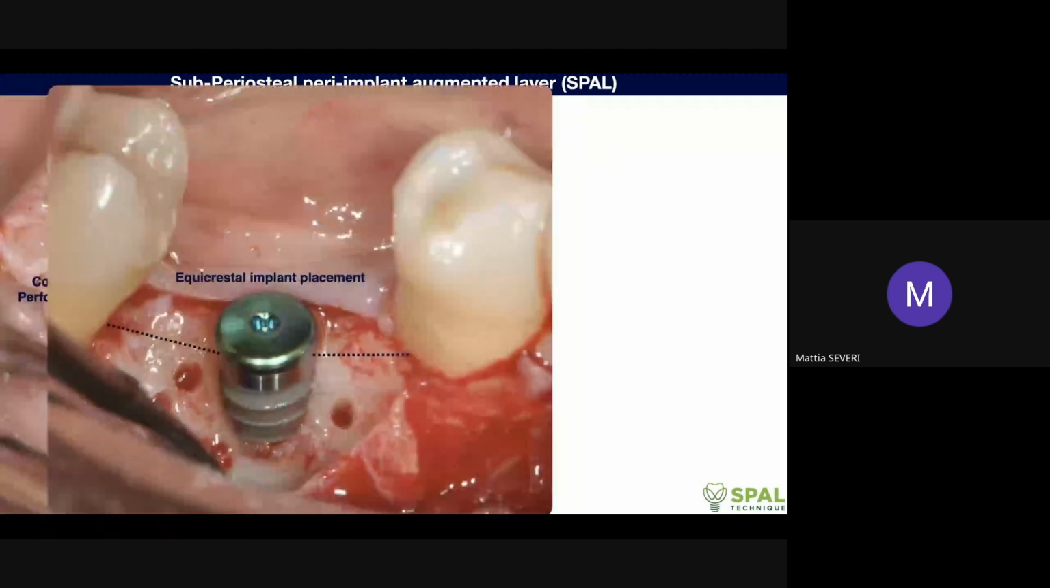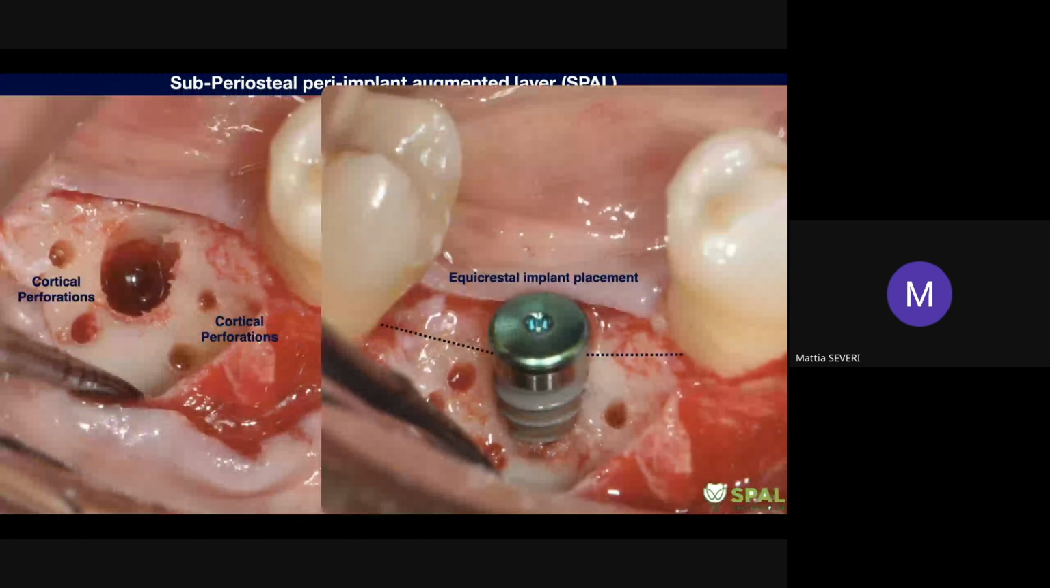And as I told you before, we use tissue level implants that have a 1 millimeter polished collar, but you have to have the trick of placing the most coronal part of the polished collar at the equicrestal level in order to facilitate the primary intention closure, in order to have the rough surface of the implant completely contained in the periosteal pouch.